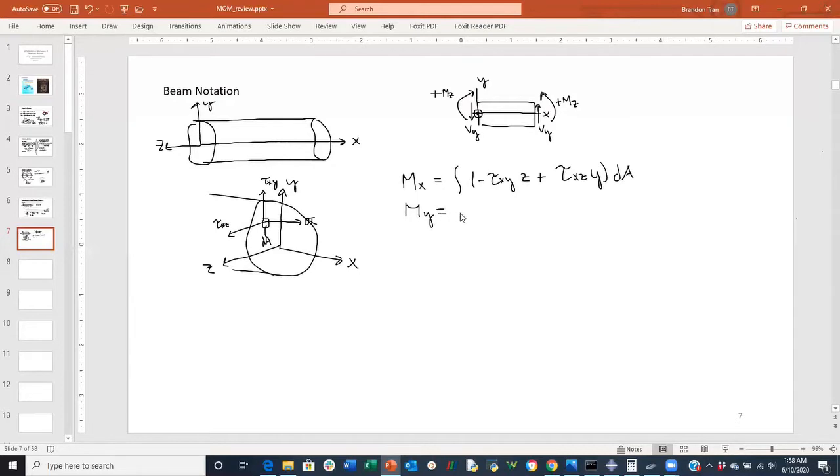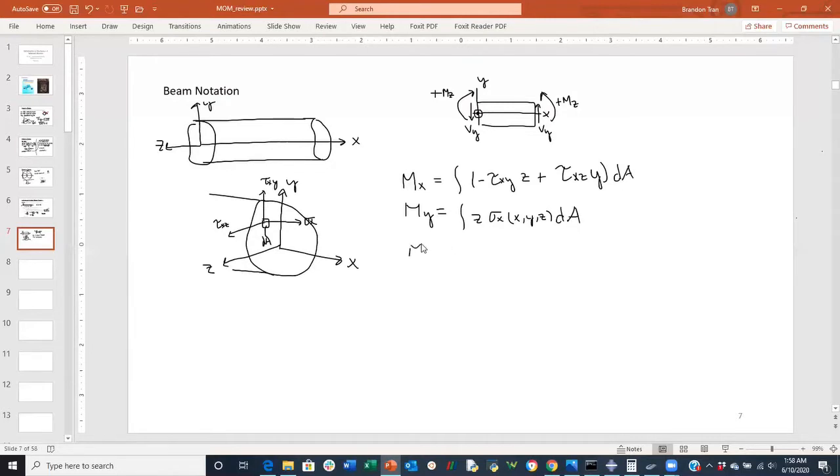M_y is moment about y, which is z times sigma x, and sigma x can be, so moment about y, the only component that we need to worry about is the normal stress sigma x here. Sigma x obviously is a function of x, y, or z coordinates. I'll show you how to derive this later.